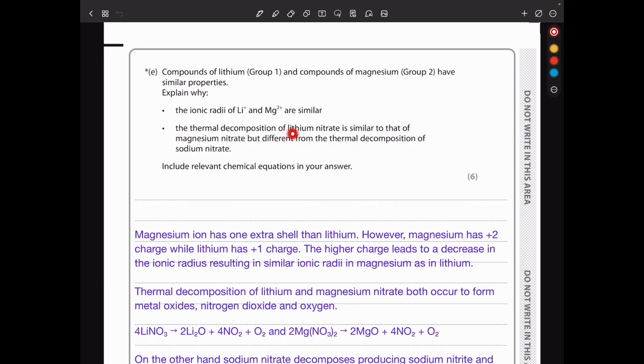Then they say the thermal decomposition of lithium nitrate is similar to that of magnesium nitrate, but different from the thermal decomposition of sodium nitrate. Now again here, when we look at lithium and magnesium, lithium has a high charge density. Magnesium as well has a high charge density because of its 2+ charge. So the two are going to decompose the same way because they have the ability to cause polarization on the nitrate.